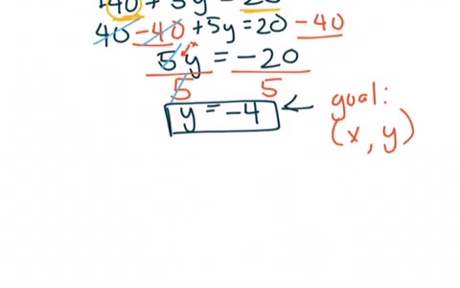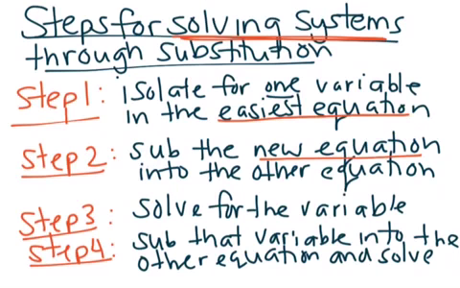We've just learned what the y-coordinate is. We know that it's -4. So right now what we actually have is x, comma, and we know that y is -4. So all that we're looking for now is x. One more time, step number 4 said sub that variable into the other equation and solve.